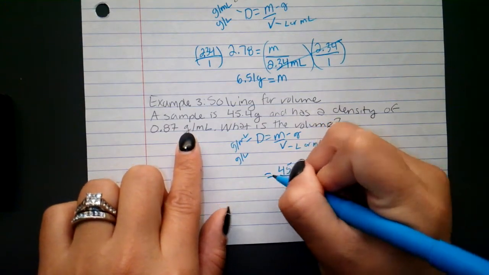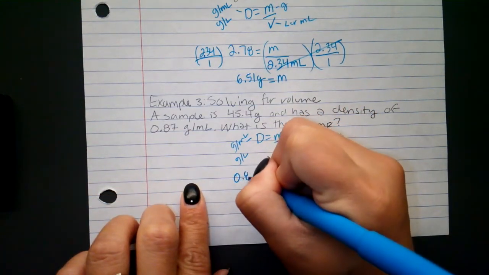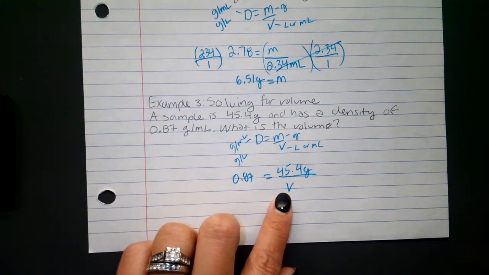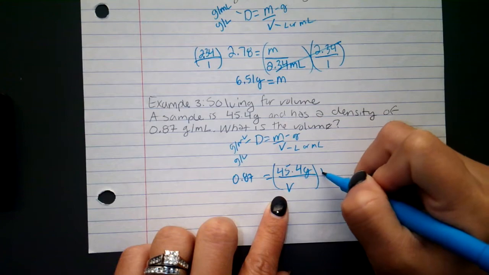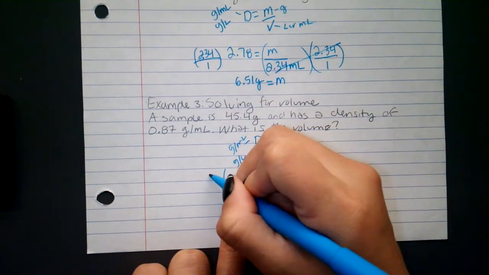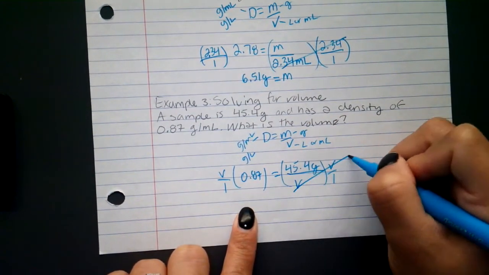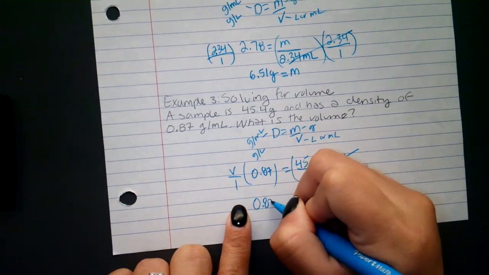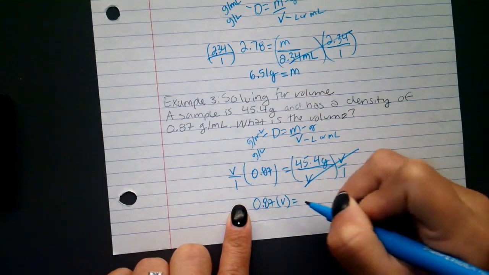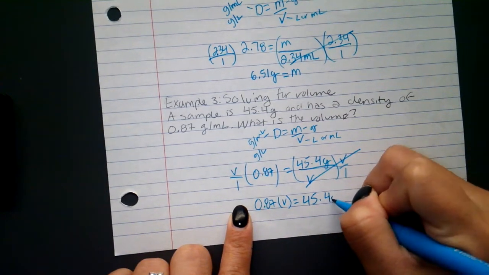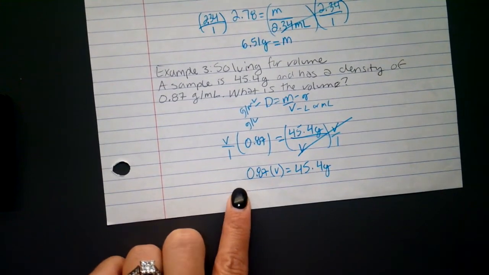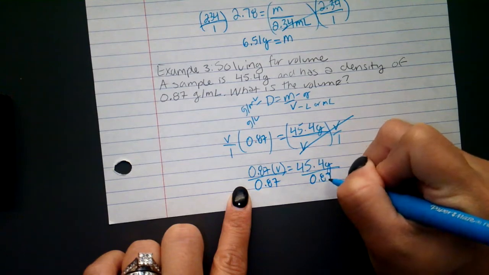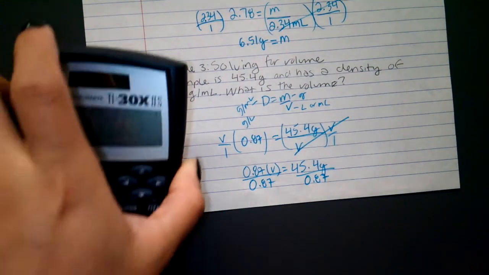That means that they're not going to give us our volume this time, and that means that's what we're solving for. Again, we want V by itself. The way to get V by itself, we're going to multiply both sides by V over 1 because we want to get rid of the fraction. Then on this side we have 0.87 times V is equal to 45.4 grams, right? And we want V by itself, so we have to divide both sides by 0.87.